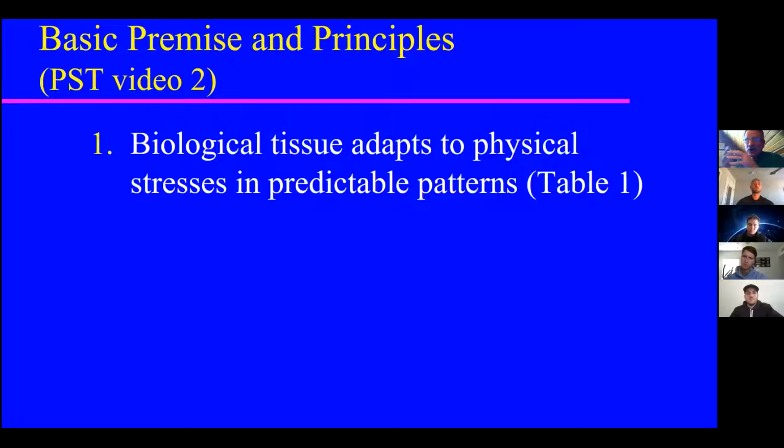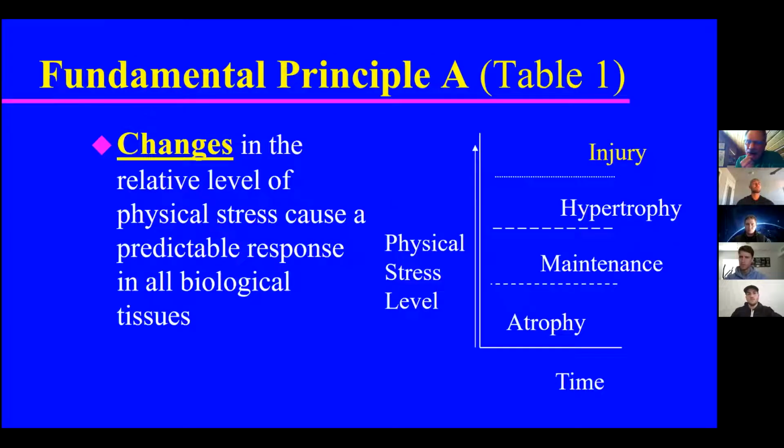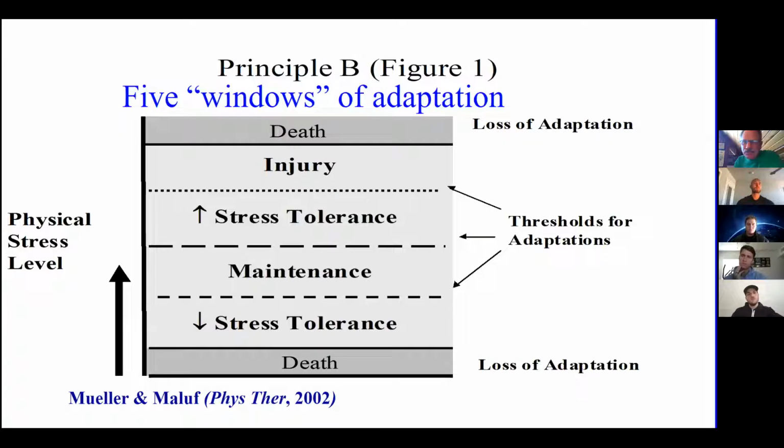And so then our bodies are incredibly designed to adapt to that stress, to respond to that stress. And so a key point that I think is important to understand, it's all about change. Change in the relative level of physical stress is what causes the predictable response. And so there's these basic 5 windows of adaptation. And I'm going to move through this pretty quickly because I think it's pretty intuitive, and I'm going to assume everybody read it, but don't hesitate to stop if there's questions.